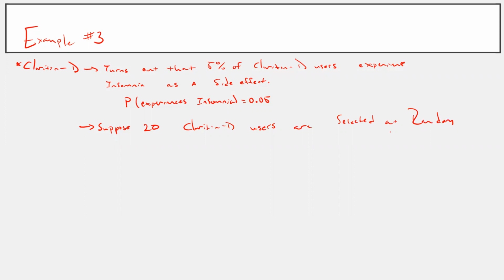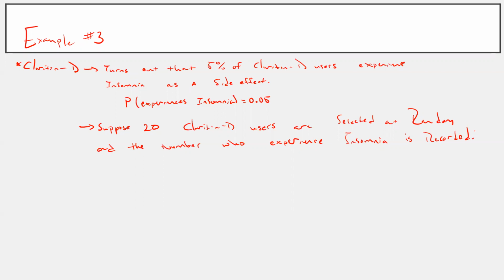And the number who experience insomnia is recorded. So basically, here's what we're going to do. We're going to talk to exactly 20 people who take Claritin D. And we're just going to say, hey, look, did you sleep well last night? And we're going to record the number who said, no, I had insomnia. It was terrible. Okay.